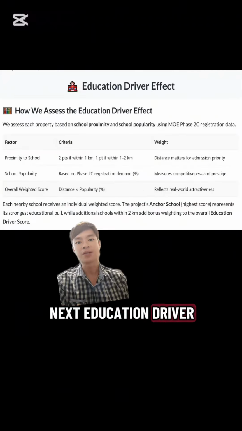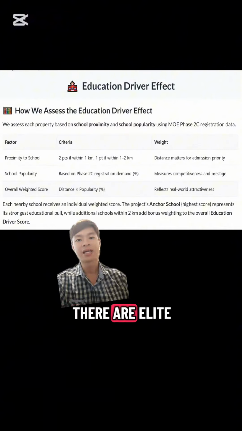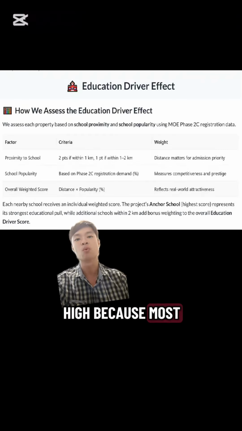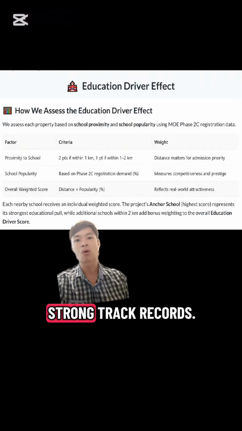Next, education driver effect. The scoring is based on Phase 2C registration data, and this is not the most accurate because it changes every single year. There are elite schools, top schools, and schools with high demand, yet their Phase 2C is not very high because most of them entered through other means. So we will need to consider elite schools, top schools with strong track records.